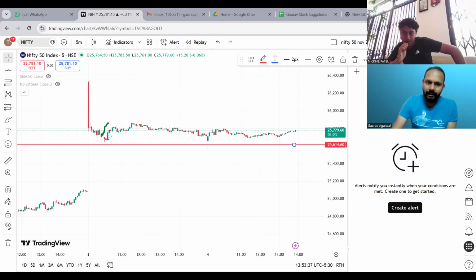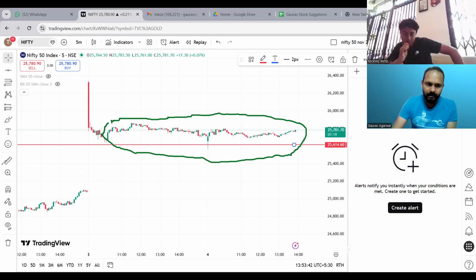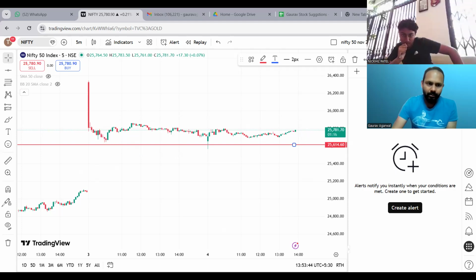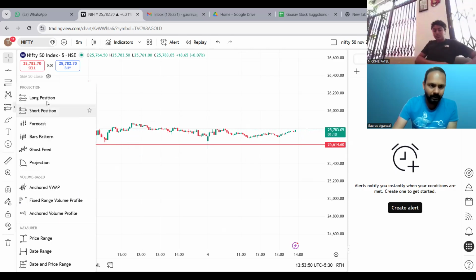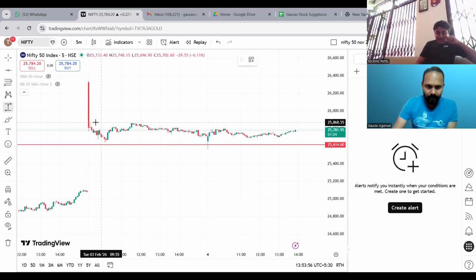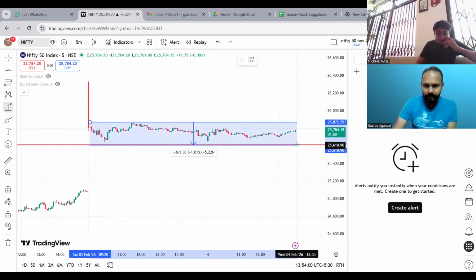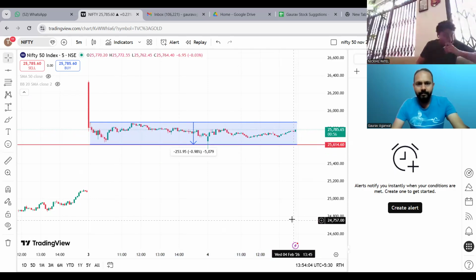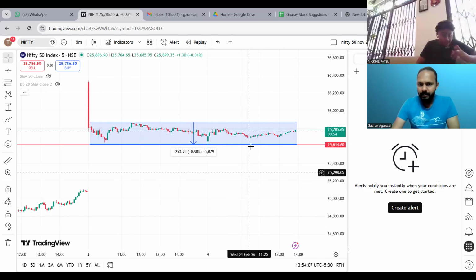So here, seeing this area, I feel that it's a kind of accumulation, but it is forming a box. So once there is a breakout or a breakdown, then only we may know what is actually happening, right? See, it has formed a price range. This is a price range, right?